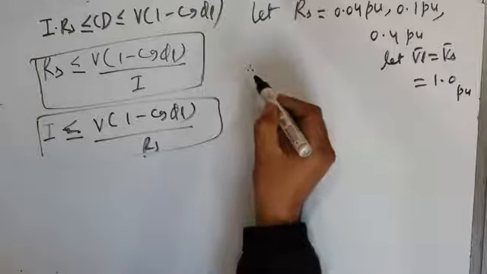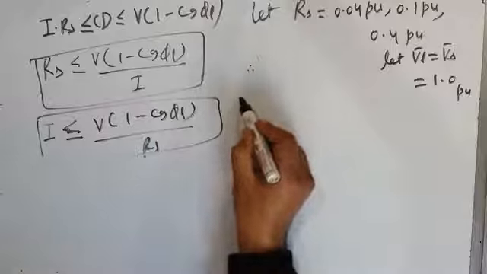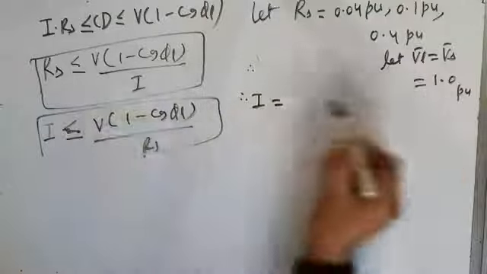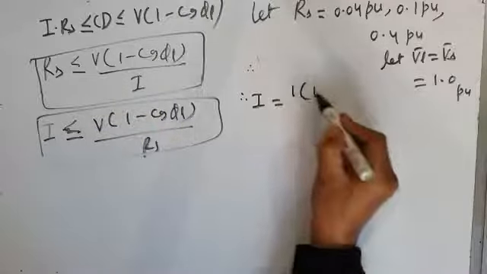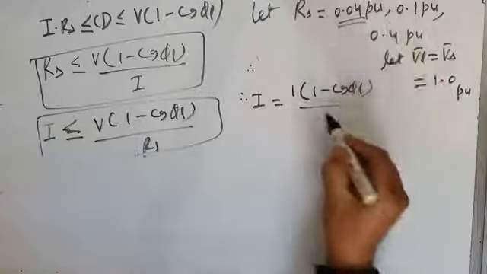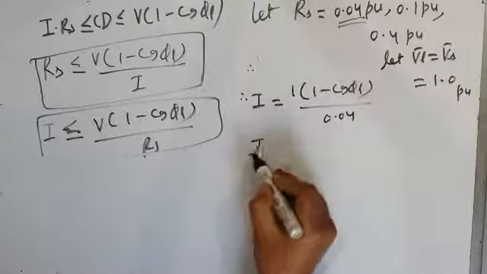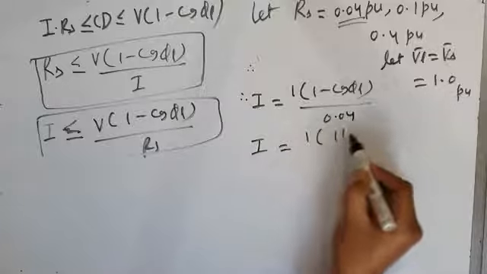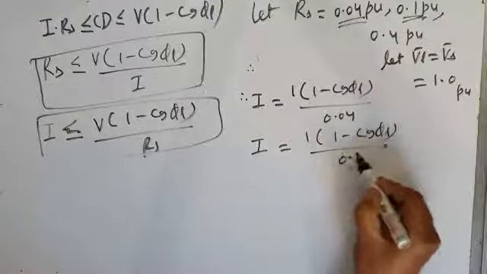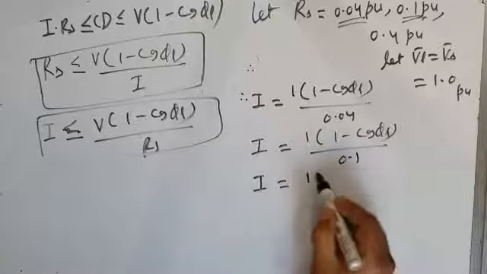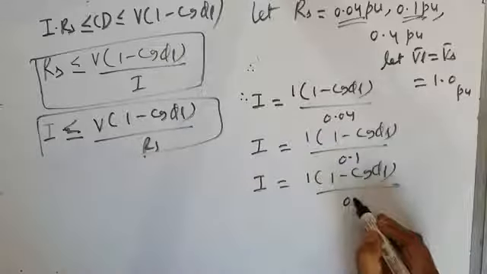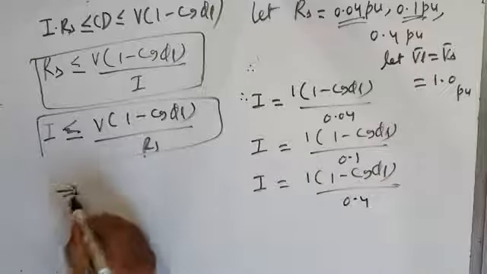So therefore I should be equal to V is 1 into 1 minus cos phi L by RS for this value 0.04. Another value of I should be 1 into 1 minus cos phi L by दूसरा वैल्यू RS का 0.1, और तीसरा वैल्यू है 1 into 1 minus cos phi L by RS that is 0.4. तो यहाँ से मुझे तीन वैल्यूज करंट के मिलेंगे.